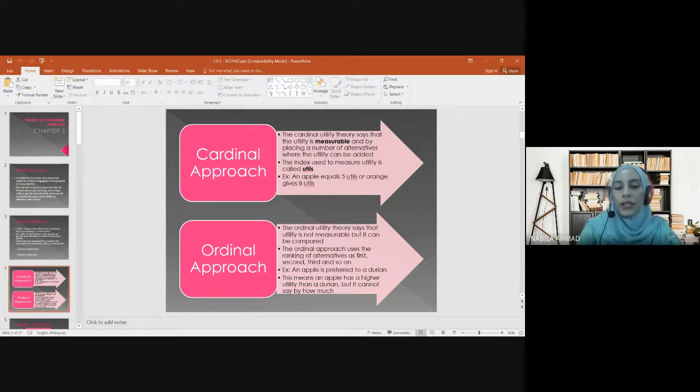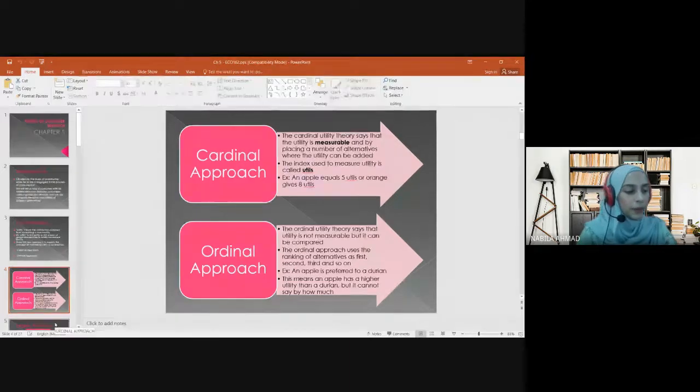Whereas ordinal approach says that utility is not measurable but it can be compared. Maknanya, kita tak boleh put number, kita tak boleh value, tetapi kita boleh compare. 1, 2, 3. Kita boleh rank. So the ordinal approach uses the ranking of alternatives as first, second, third and so on. Maknanya, kita nak lihat mana satu yang memberikan kepuasan yang tinggi, yang rendah adalah melihat kepada ranking. For example, an apple is preferred to a durian. Maknanya kalau apple preferred to durian, kita punya kepuasan akan maksimum kalau kita consume apple berbanding dengan durian.